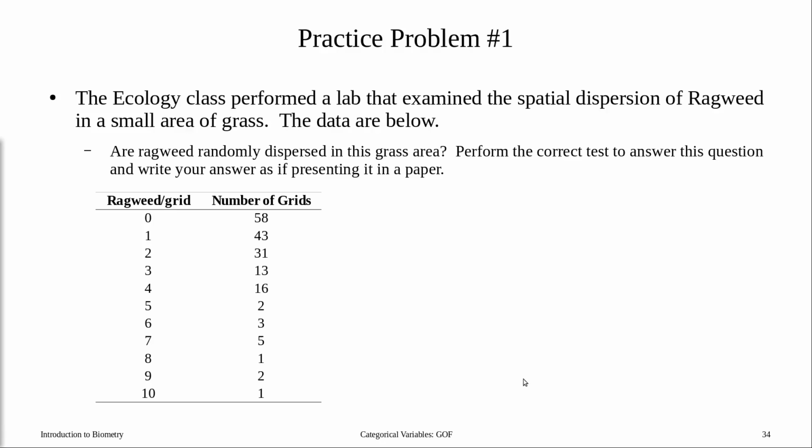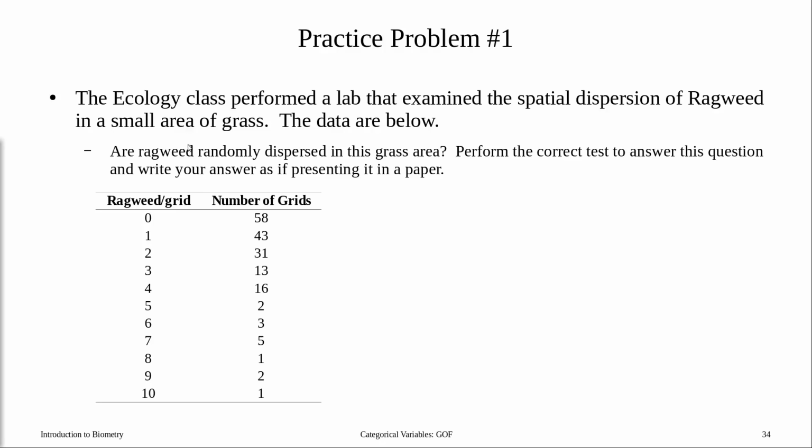So hopefully, with the examples that we've been going over, you feel comfortable doing these problems. So here is one practice problem that you can do on your own. This was from actual data from an ecology class in lab. What we did was measure ragweed in a small area of grass. We dropped grids, we counted the number of ragweed in each individual grid, and this is our frequency table.